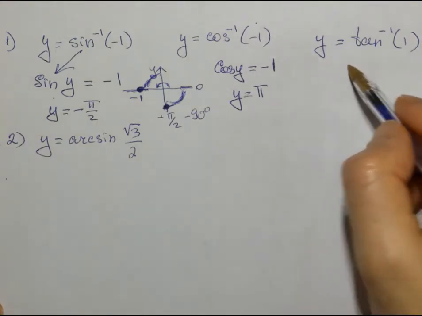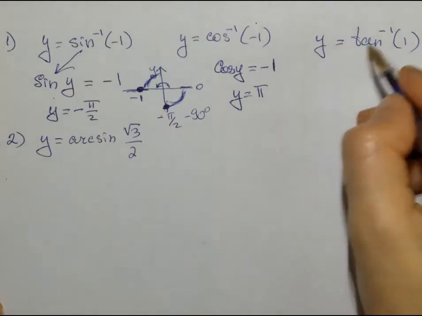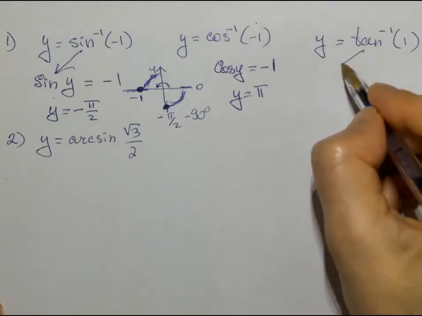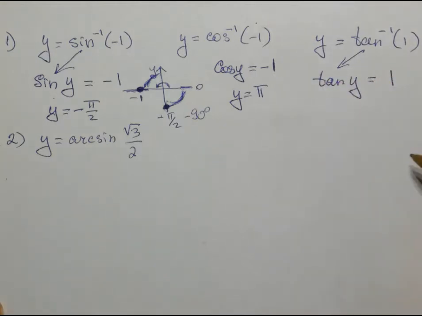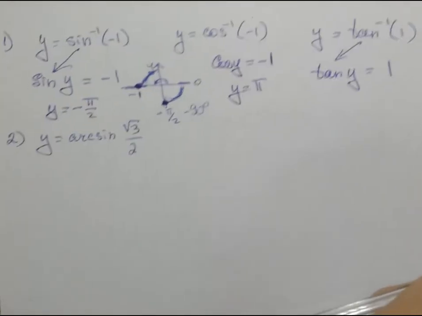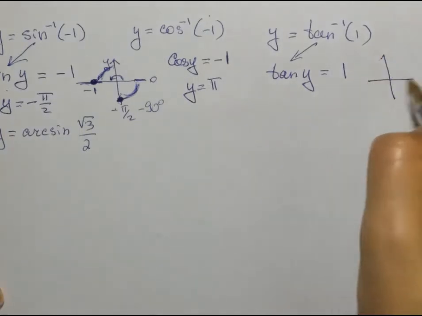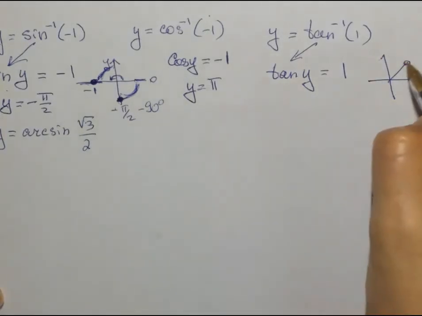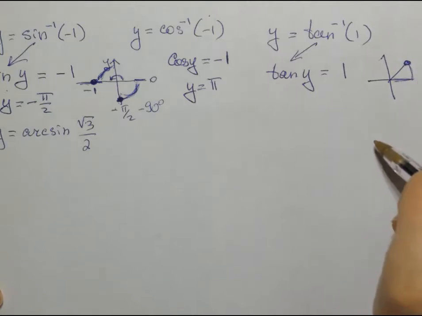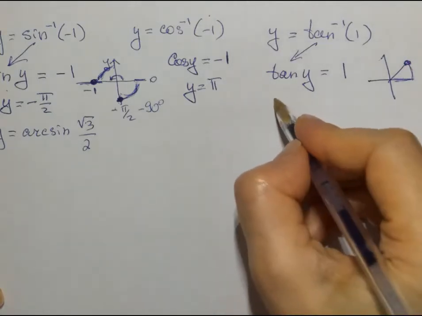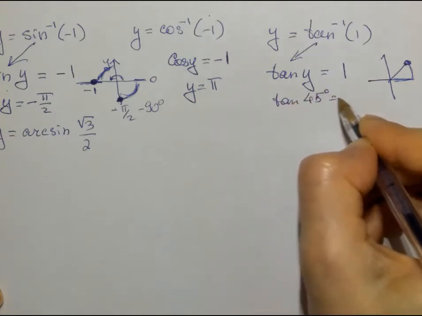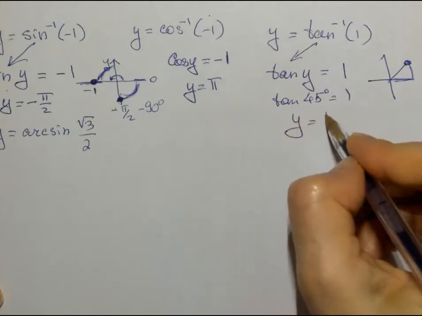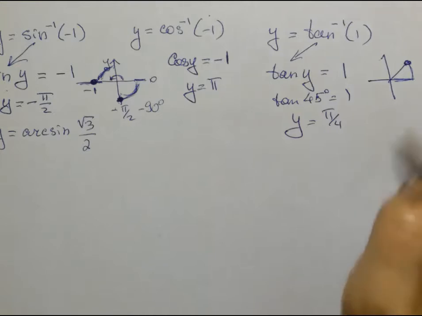And last example, y equals tan inverse of 1. We write it in an alternative form. Tan goes to the left. Tan of y equals 1. What point on the unit circle has tangent equal to 1? It is 45 degrees. So here x and y are the same. Y over x is 1. So tangent of 45 degrees or pi/4 equals 1. So y equals pi/4 or 45 degrees.